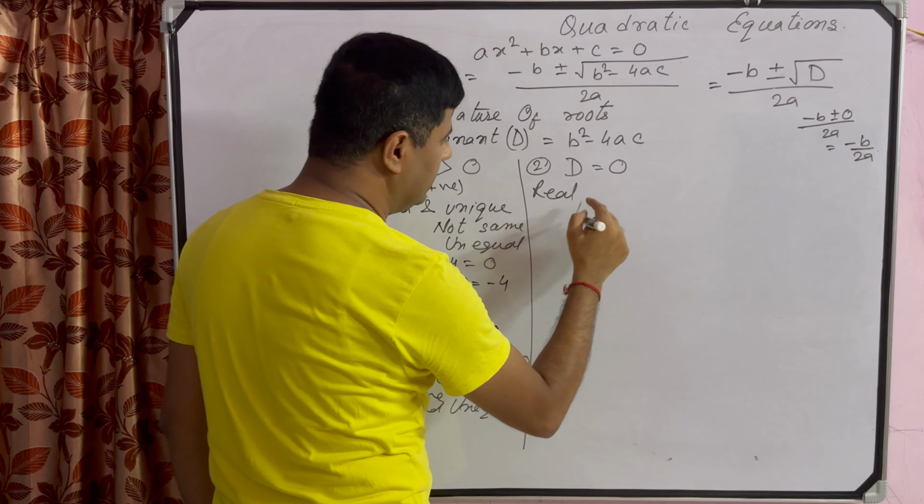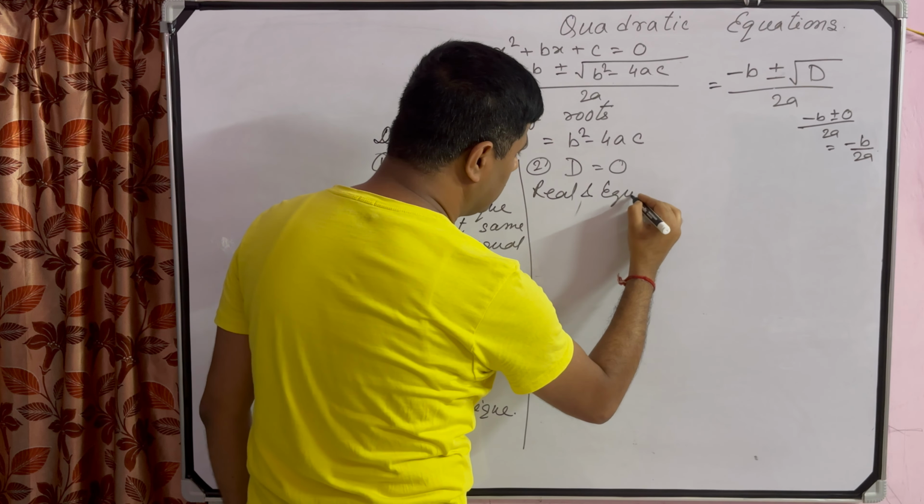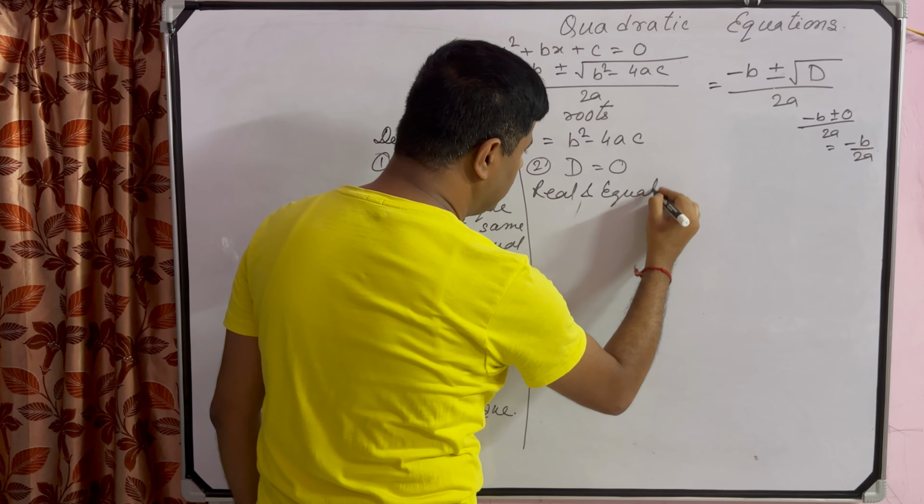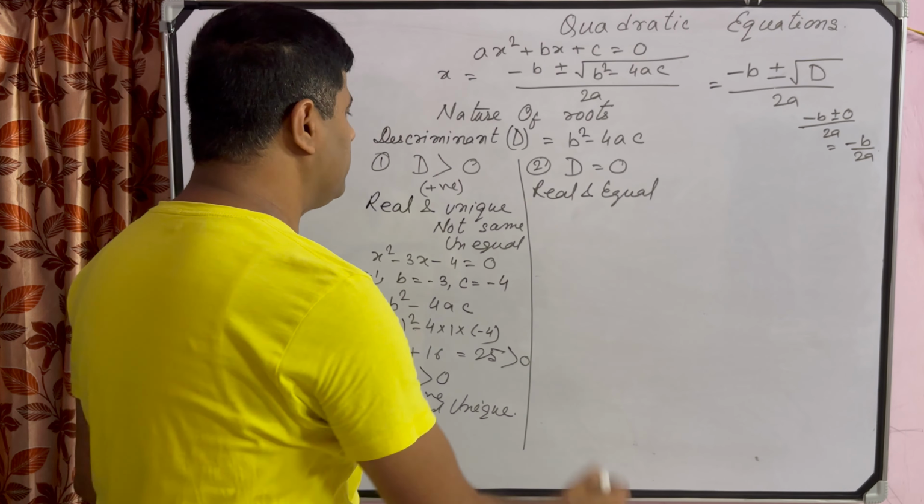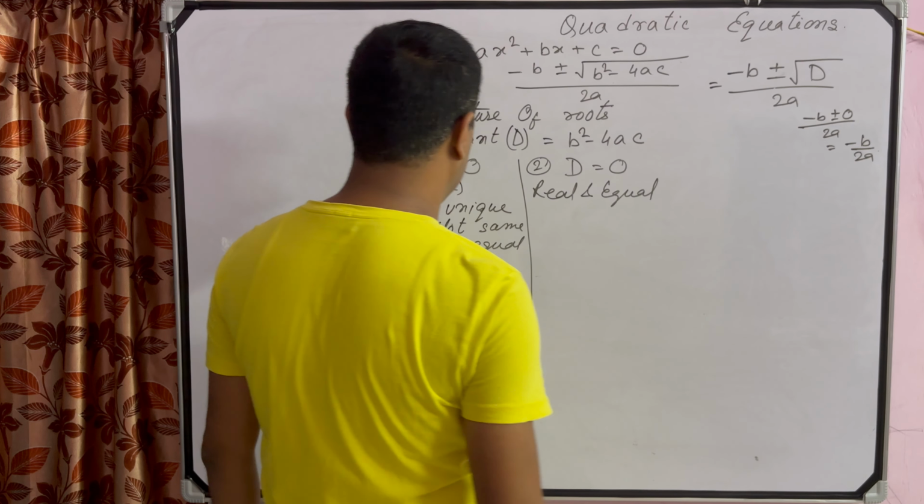So you can say real and equal. And this is the most common case in your examination question. They will ask you, if this is the situation, what will be the value of some other variable, right? So in case of real and equal, the D will be 0.